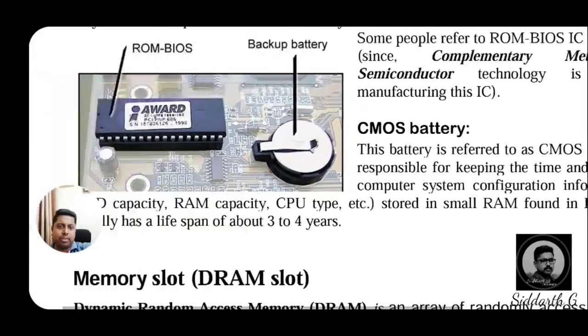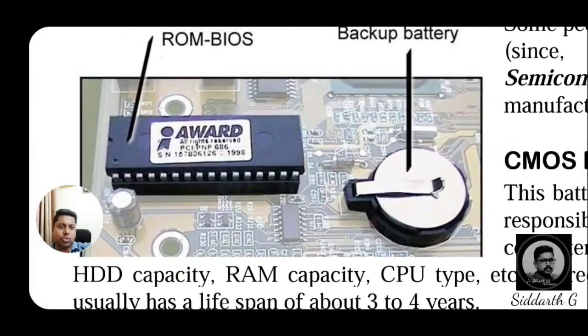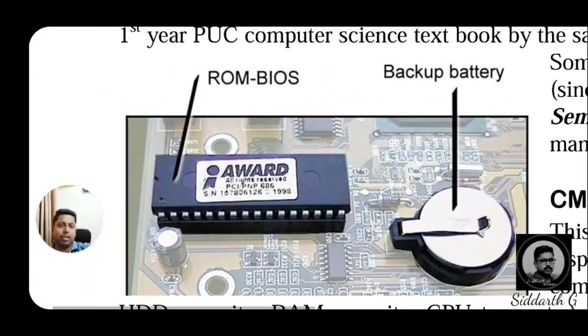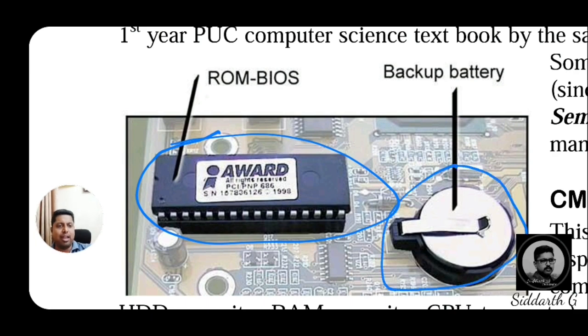So I will show it clearly. See, these two are the devices. This first one, what we are seeing in black, that is the BIOS, a hardware device, and the second one, this shell-like structure, is the CMOS, complementary metal oxide semiconductor, that is a backup battery. So these two devices, once again I am telling, are hardware devices.